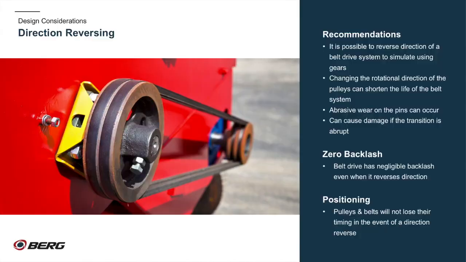It is possible to use the belt system to reverse the relative directions of the input and output shafts. The advantage of doing this over using gears is that there will be virtually no backlash in the system due to the extended contact area of the belt with the sprocket.